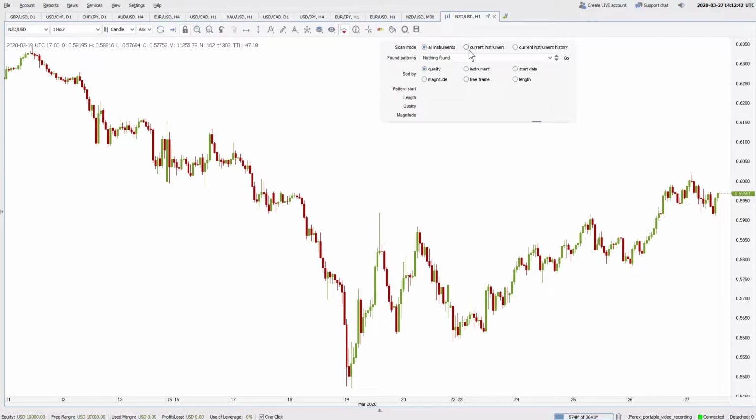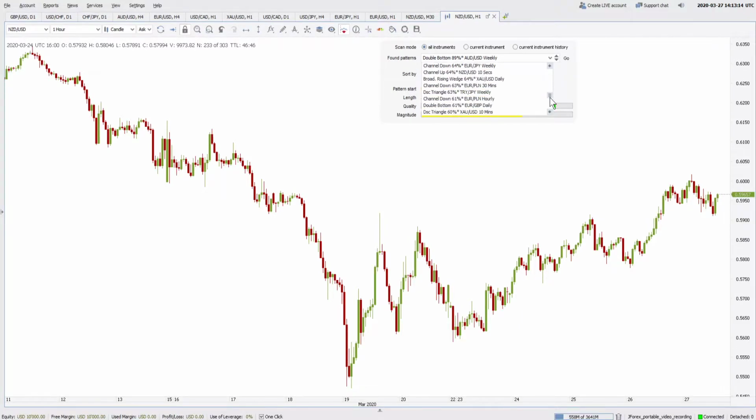Then the second is current instrument. It will look at your screen, and if there is any pattern there, it will look for that. And there is current instrument history: if there is any pattern in previous times, it will open up in the current instrument's history only. But if we scan in all instruments, all the instruments will be listed, and it can sort all the results that it has to show.